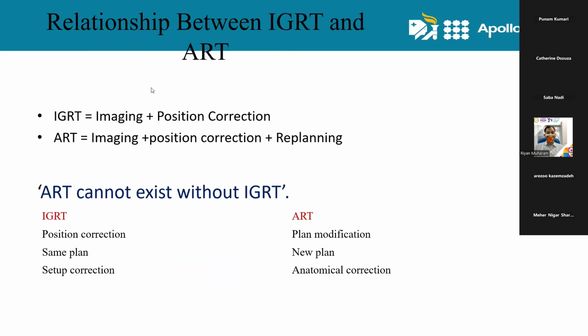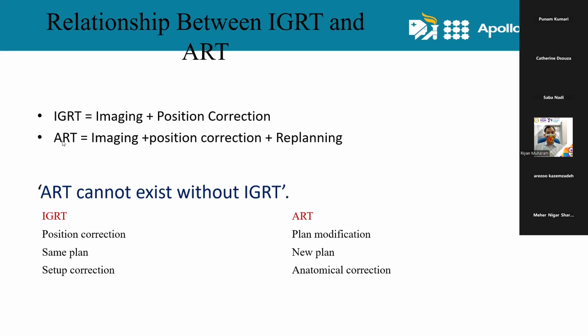One more main thing: IGRT and ART. Many people confuse IGRT and ART. IGRT stands for imaging plus position correction. We acquire the images before the treatment, we correct the patient positioning, and then we treat the patient without changing the plan.